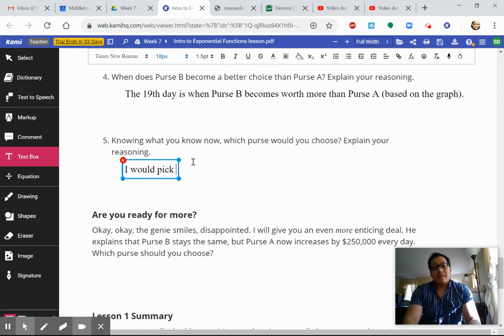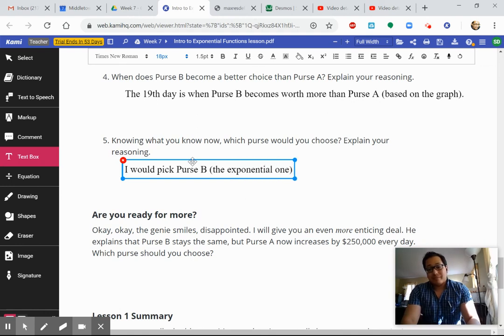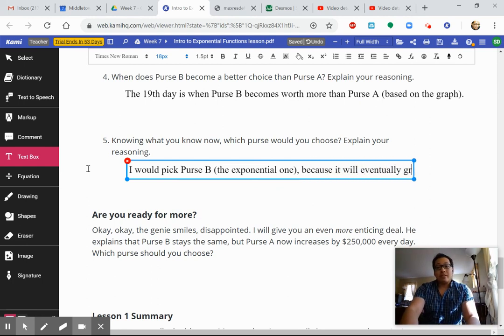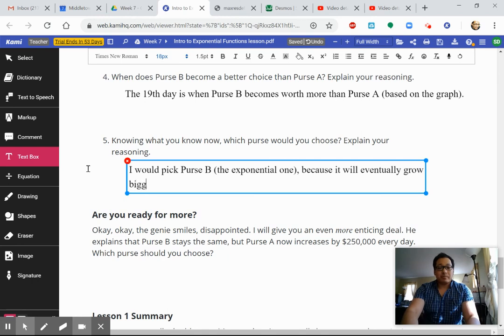I would pick purse B, the exponential one. And how do I know it's exponential? Because it is doubling each day. Why would I pick it? Because it will eventually grow bigger than purse A.